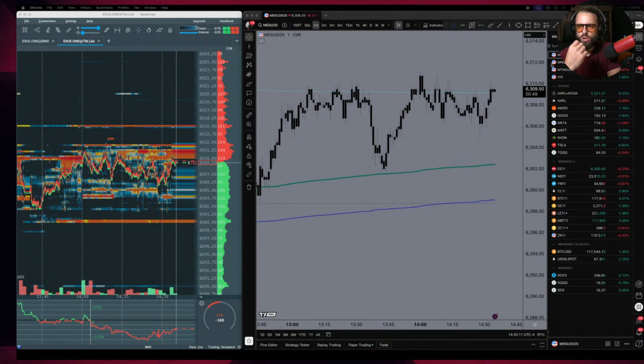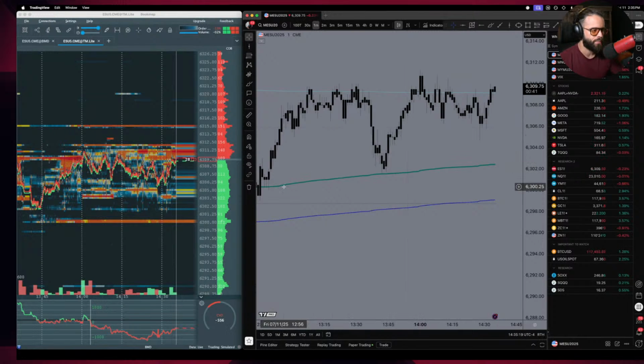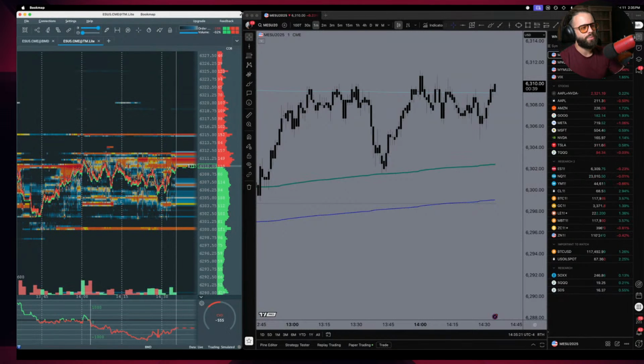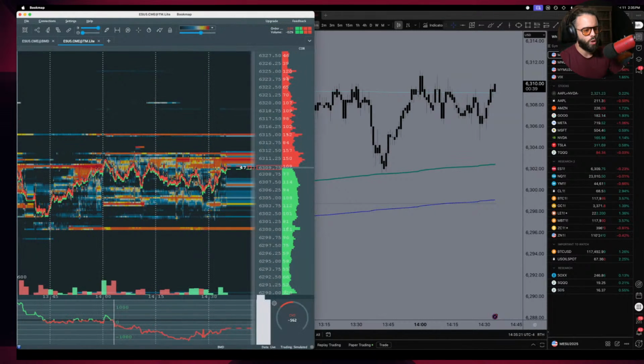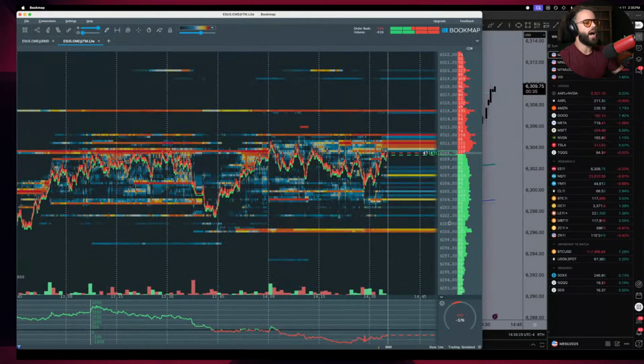As a VWAP trader, what I'm really looking for is some of the levels, if not all of the levels that I see on Bookmap, to line up with the levels that I see on VWAP. So let me break down my Bookmap settings first so you guys understand what I'm looking at. And that way, if you want to copy these settings, you can do that.